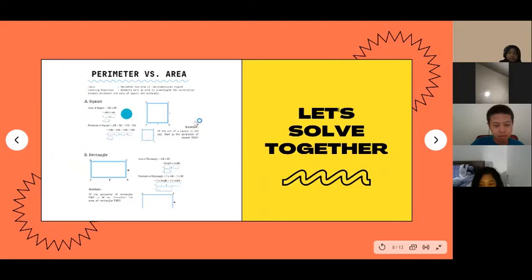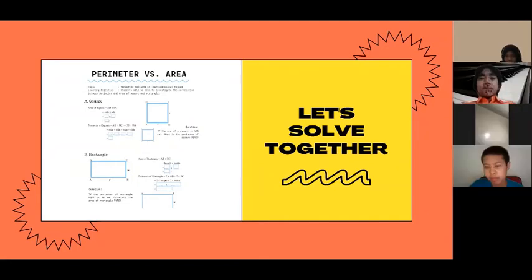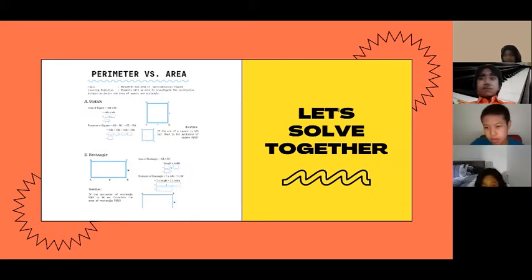So please open this worksheet in your Canva. I'll give you 3 minutes to fill out these blank questions. After that, I will divide you into four groups, and you have to discuss the second worksheet. We will do an investigation about the correlation between perimeter and also area. Okay, so take your time. I will count for 3 minutes. Start from now.